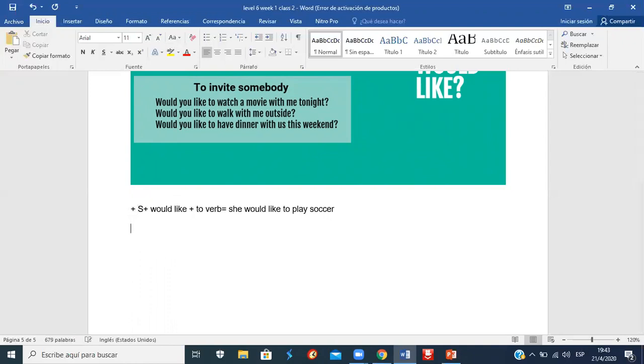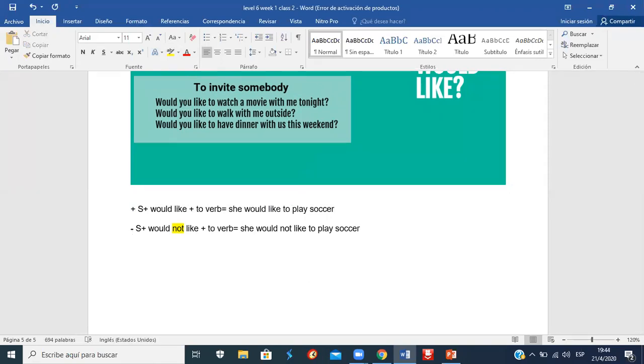When we refer to a negative structure, it's going to be pretty much the same, but in this case, we add "not" in here. So following the "would," we add "not." That's how to make it negative, this is the rule. The rule is going to be subject, would not like, the "to" and the verb.